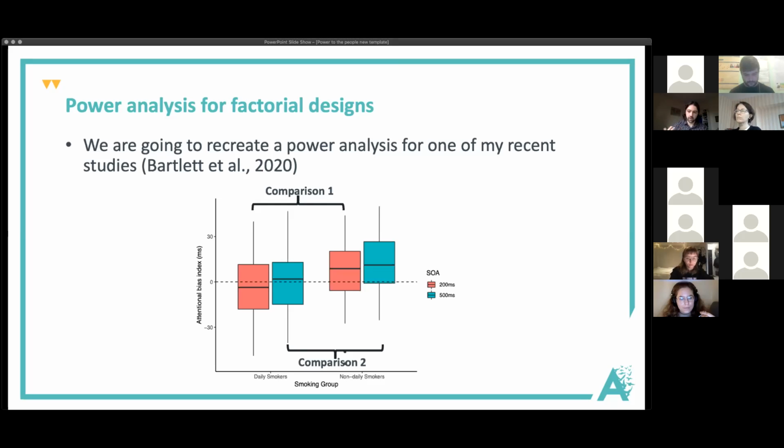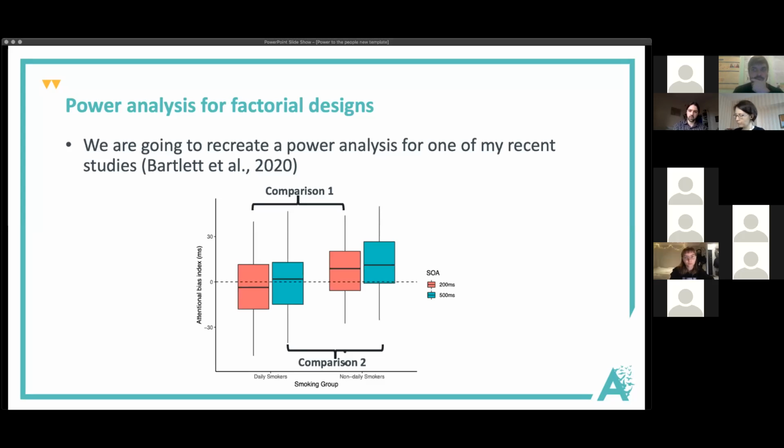It was a reaction time task where I also varied whether pictures were displayed for 200 milliseconds or 500 milliseconds. If we think about this in terms of design, I could be interested in the first main effect: is there a difference between daily and non-daily smokers? The second main effect: am I interested in the difference between the presentation times? And then the interaction: is the difference between the presentation times different between daily and non-daily smokers for 200 milliseconds?